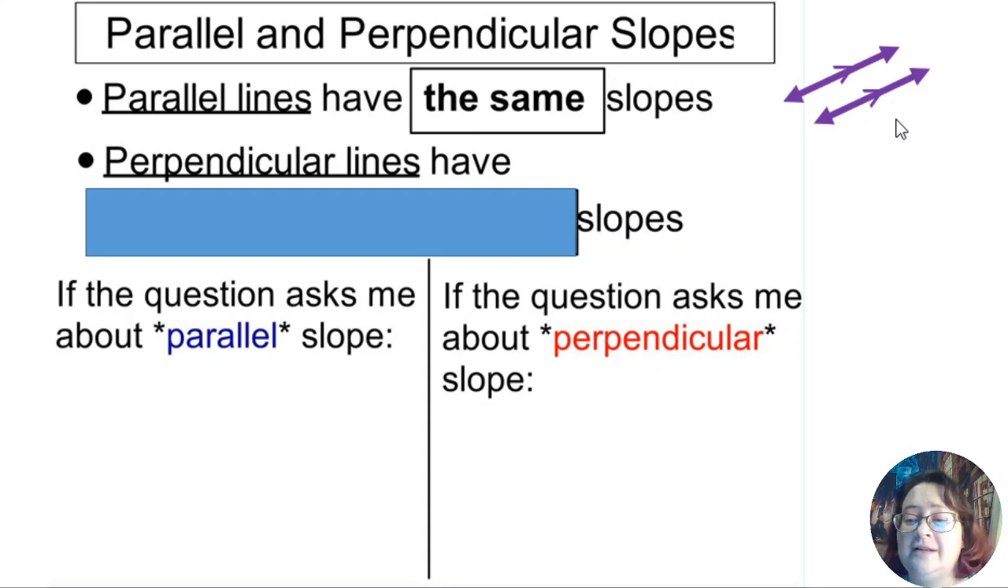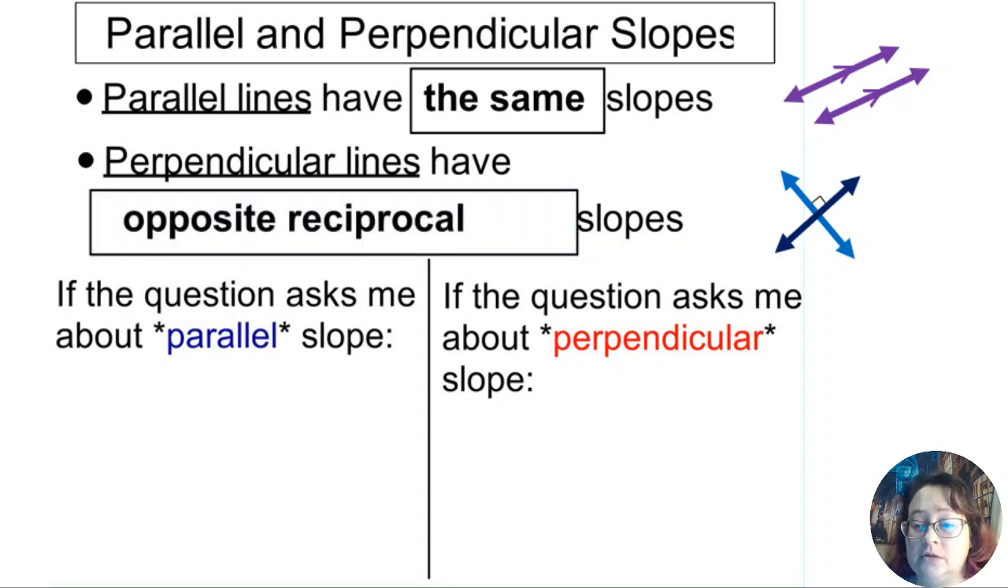Perpendicular lines are a little more complicated, but not too bad. Now, they do intersect, but they have to intersect at a 90-degree angle. Because of that, their slopes are what we call opposite reciprocal. I know we know what opposite means, but reciprocal is a pretty big word too. Let's back up and we'll talk about that in just a second.